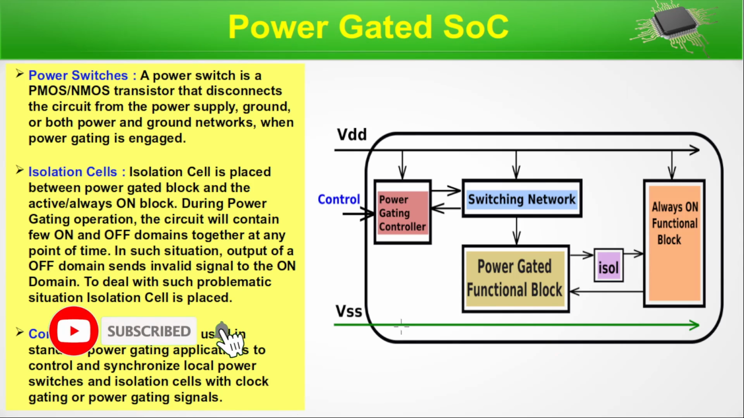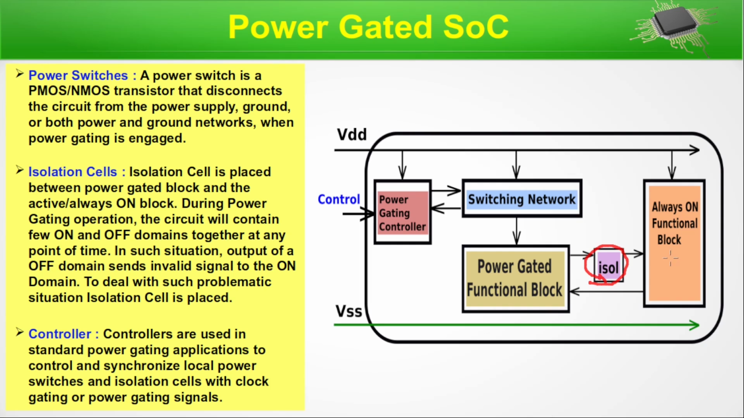We have tried to show our main functional blocks related to power gating in a SOC. This is a power gating controller. This is the switching network, power gated functional block, always on functional block. And this is the isolation cell, that is a special cell. They have special purpose.